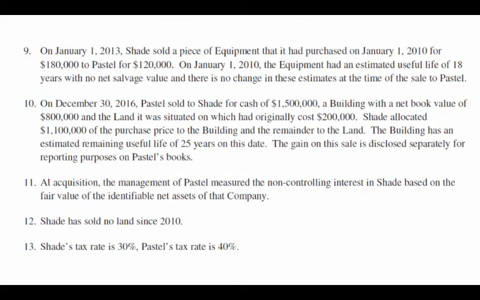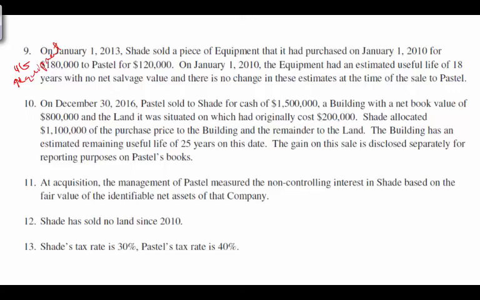Number 9. On January 1st, 2013, Shade sold a piece of equipment that it had purchased on January 1st, 2010 for $180,000 to Pastel for $120,000. On January 1st, 2010, the equipment had an estimated useful life of 18 years with no net salvage value, and there is no change in these estimates at the time of the sale to Pastel. We'll call this 4G, another intercompany transaction, upstream from sub to parent, and this is a sale of equipment. So no longer inventory, we're dealing with an intercompany sale of a capital asset.